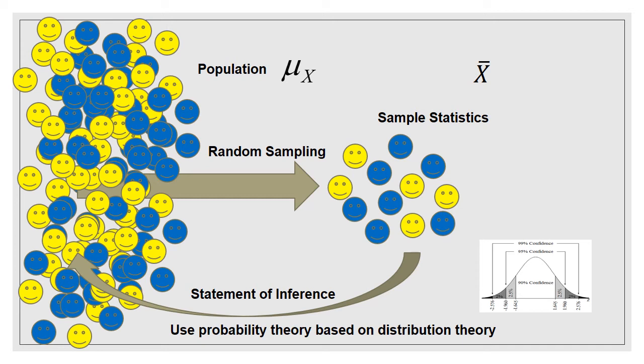The claim we're making is not a claim of proof. It's not a claim of truth. It's a claim of confidence. To what degree are we confident that the sample statistic and our findings represent what we would see in the population?